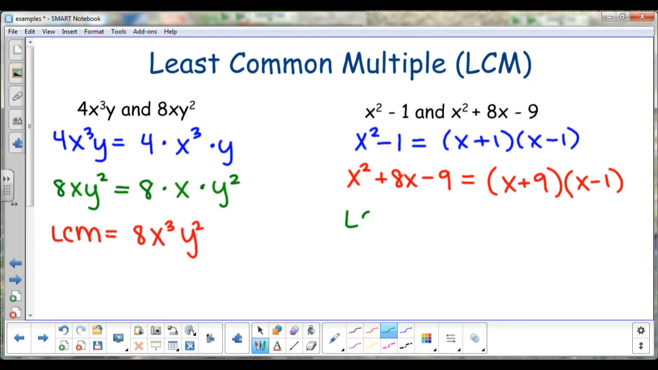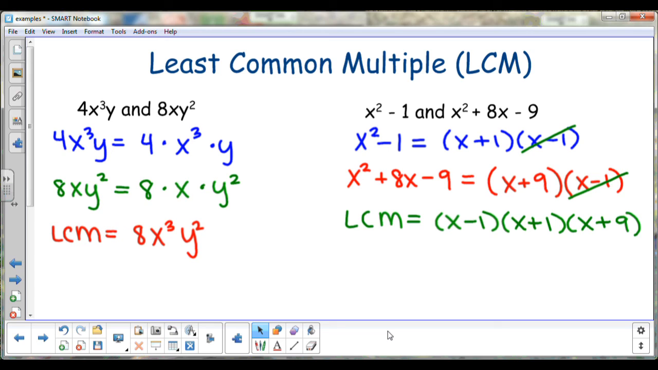Now when I do my least common multiple, I want to know, do I have any factors in common? So they both share an x subtract 1, so I'm going to write that once. If they share the factor, then you only write that factor once. The uncommon factors, so the x plus 1 and the x plus 9, you also will include to create this 3-term least common multiple. You do not have to multiply it together. We're going to leave it with the 3 binomials.